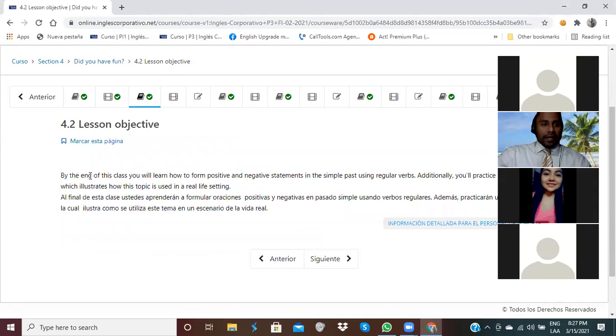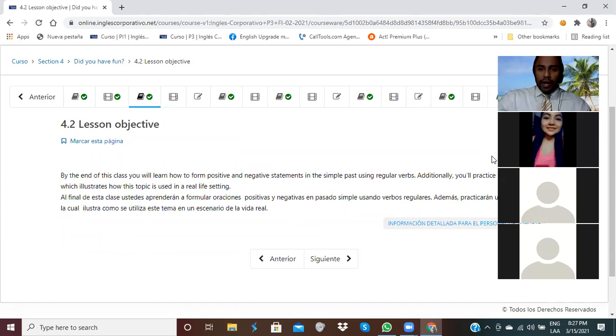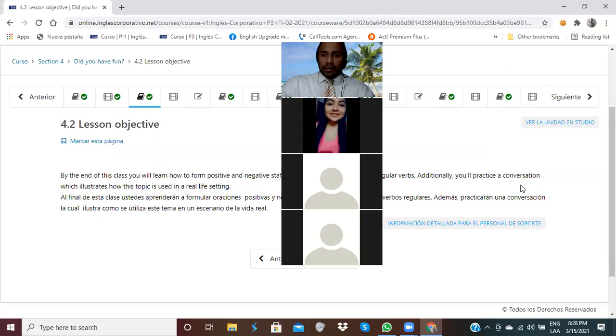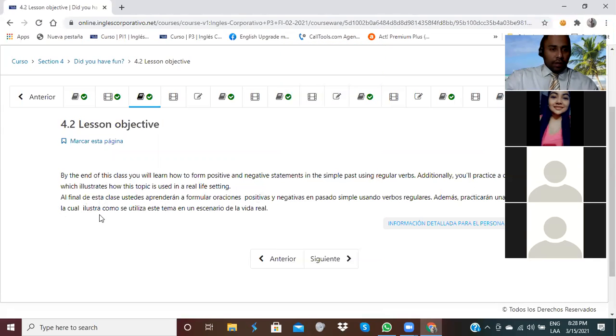4.2. By the end of this class, you will learn how to form positive and negative statements in the simple past using regular verbs. Additionally, you will practice a conversation which illustrates how this topic is used in a real life setting. Al final de esta clase, ustedes aprenderán a formular oraciones positivas y negativas en pasado simple usando verbos regulares. Además, practicarán una conversación la cual ilustra cómo se utiliza este tema en un escenario de la vida real.